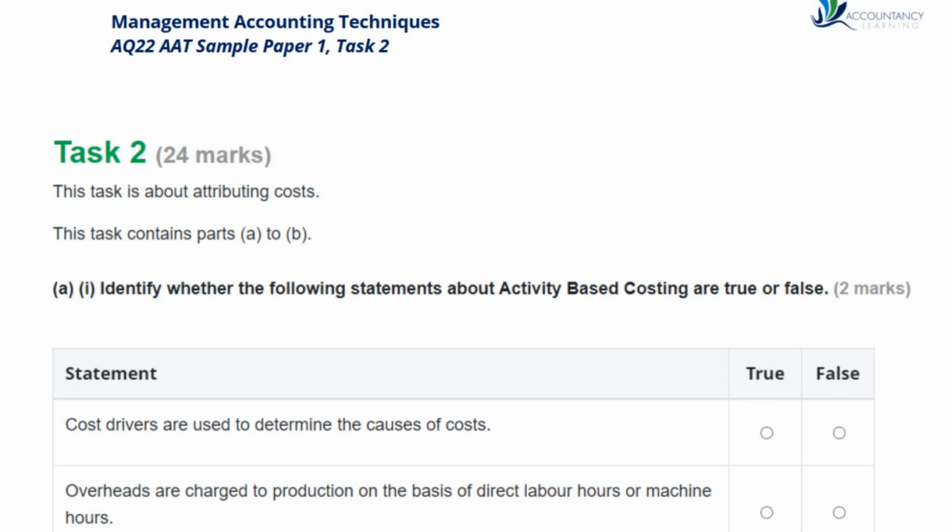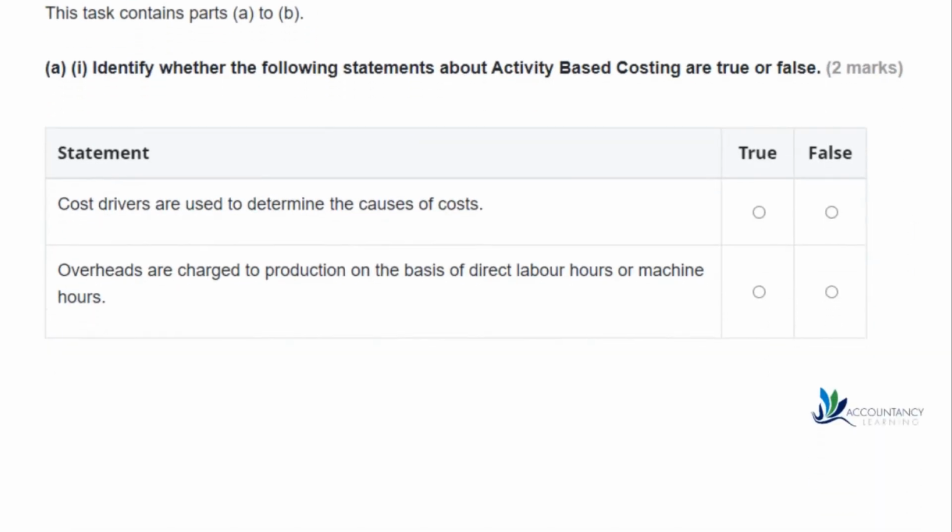So in Task 2 then, it's going to be about attributing costs. So let's have a look at our first question. Identify whether the following statements about activity-based costing are true or false. Statement number 1, cost drivers are used to determine the causes of costs.